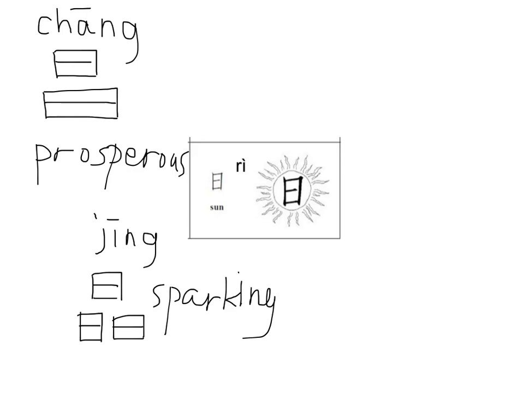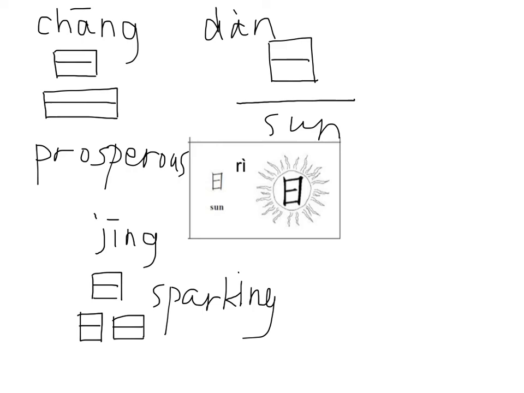The next character, so we put 日 here first. On the bottom there is a horizontal line. So they represent the horizontal of the earth. So this character, you can imagine it means a sunrise from the horizon. So this character is pronounced like 淡. It means sunrise.